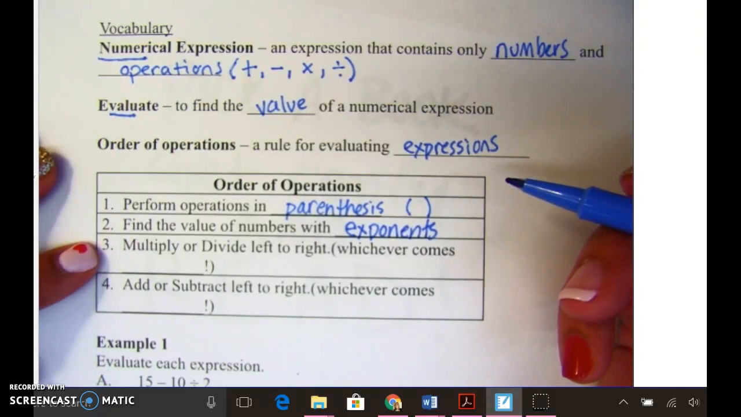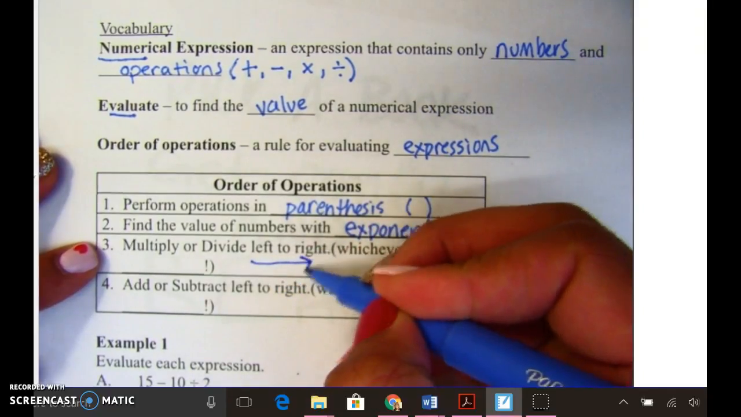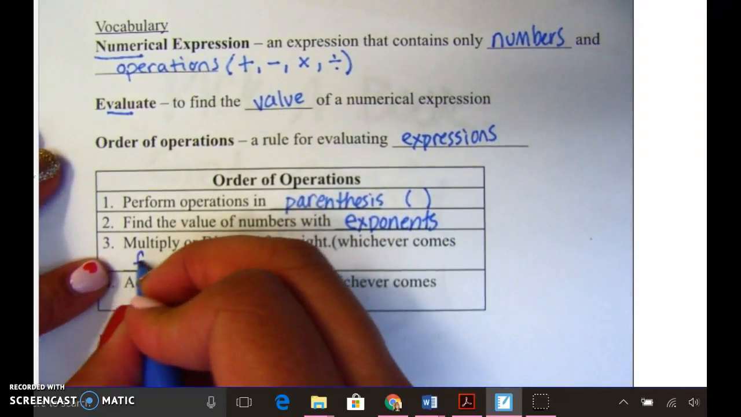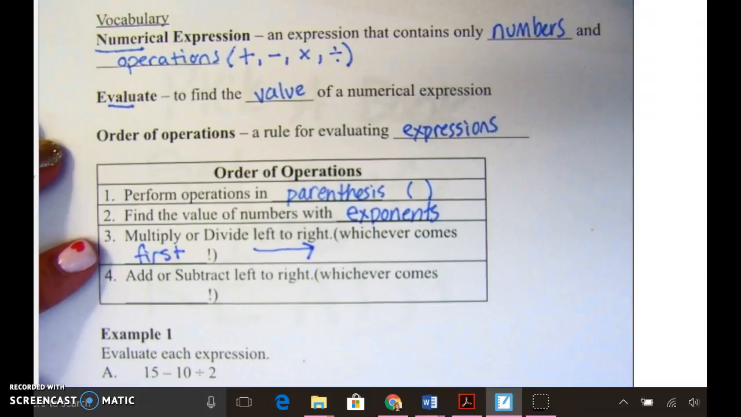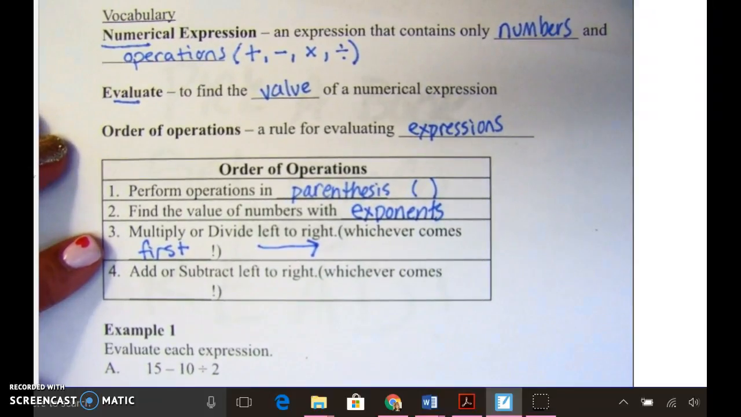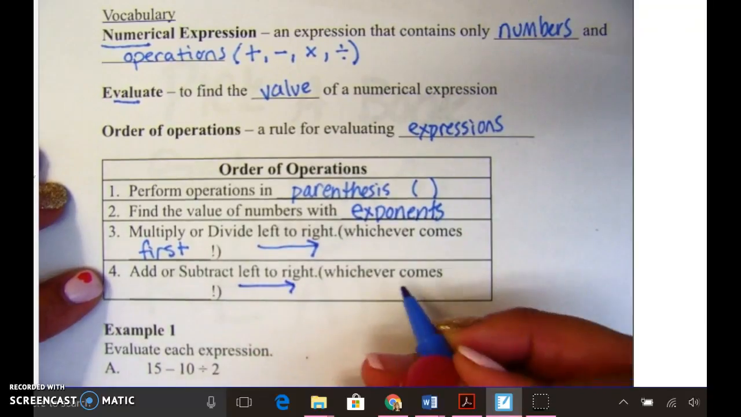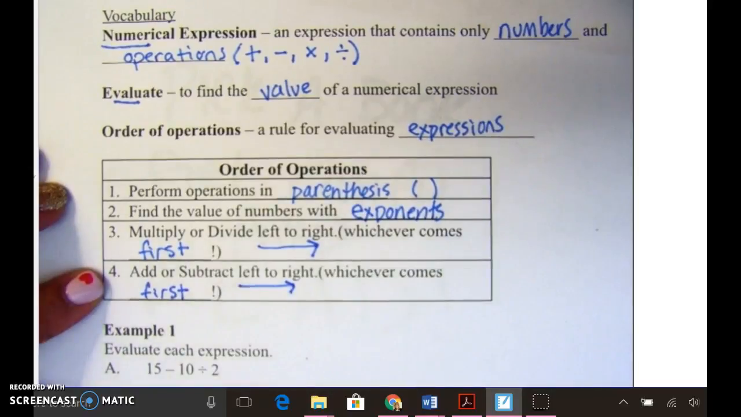Number 3, multiply or divide left to right, just like we read in English, left to right, whichever comes first. So if the dividing comes first, we do the dividing first. The multiplying comes first, we do multiplying. And then the last, add or subtract left to right, whichever comes first. You don't jump to adding if you see subtracting first.